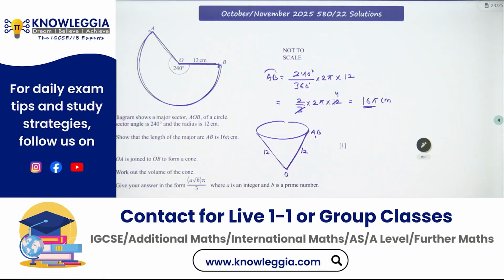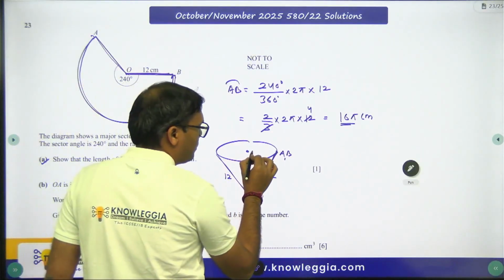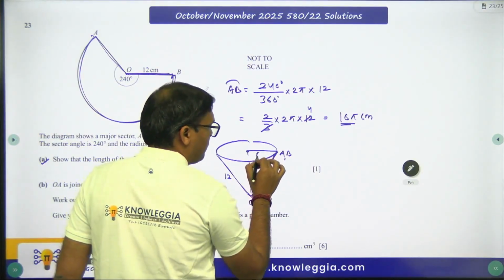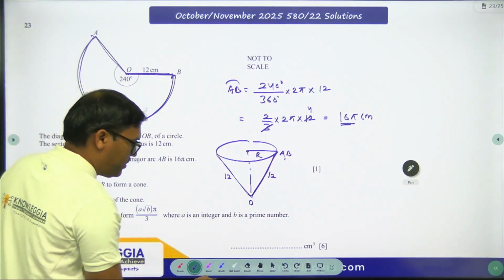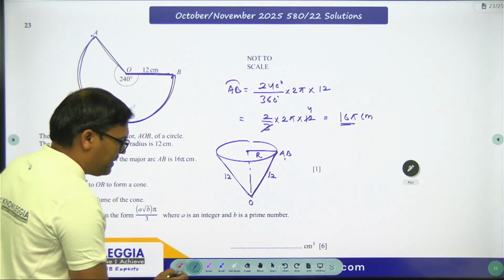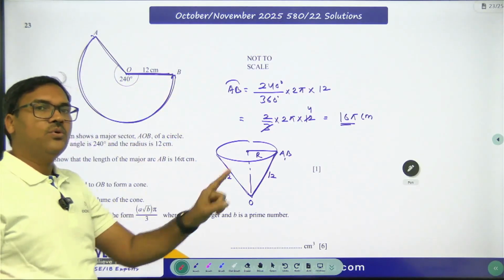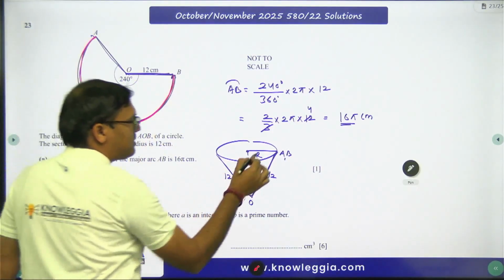Now, how will you work out the volume of the cone? If you have to work out the volume of the cone, you need to find the radius of this cone. Now, how will you get the radius of this cone? If you just observe, if you roll this to convert it into a cone, this will become the circle here.